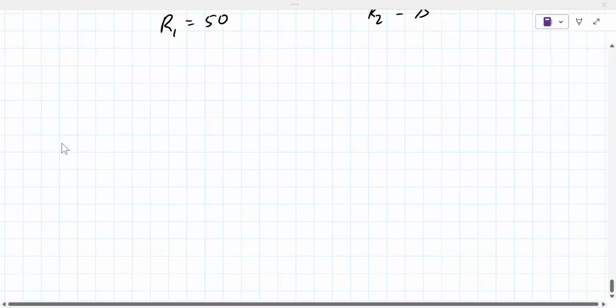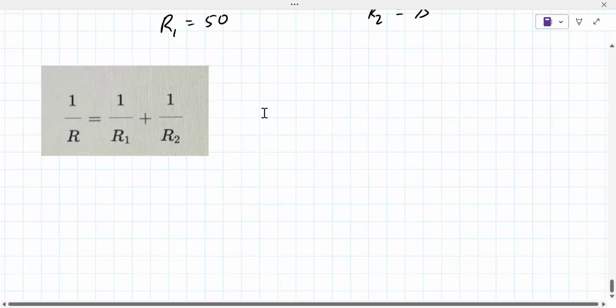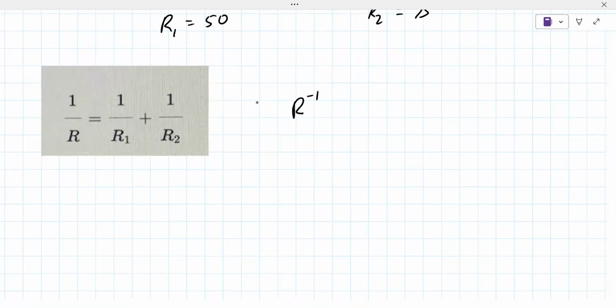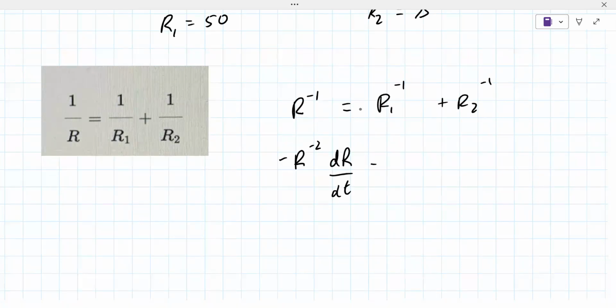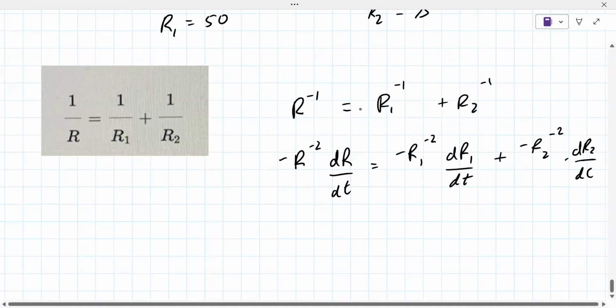We're going to do it the way most students do: take a derivative of this first. You may want to rewrite it as R^-1 equals R1^-1 plus R2^-1, because it's the power rule. So this is minus R^-2 times dR/dt, because it's a related rate, equals minus R1^-2 times dR1/dt plus minus R2^-2 times dR2/dt.